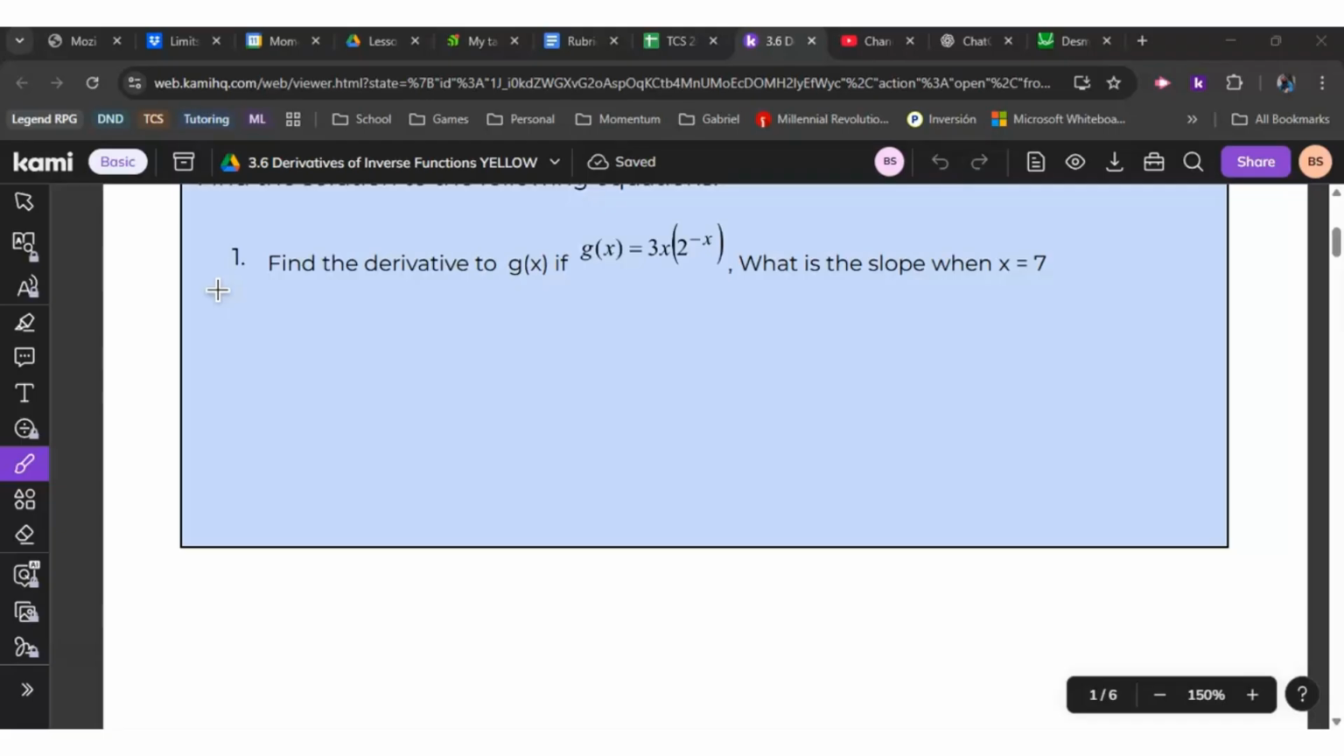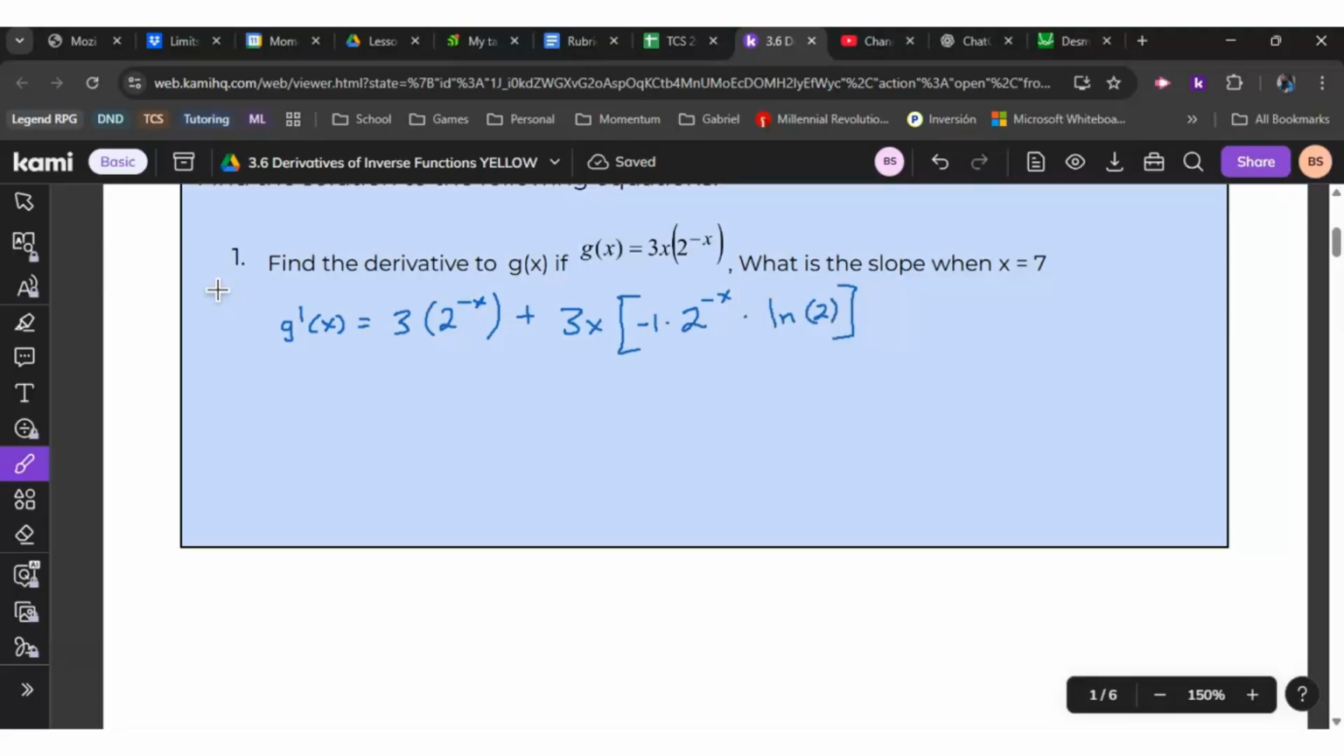but really I want it at 7, first thing I need to do is find g prime of x. That's a product rule. So that's going to be 3 times 2 to the negative x plus the first term times the derivative of the second, and this is where there's some work to be done. So the derivative of the exponent is negative 1 times the original function, 2 to the negative x, times the natural logarithm of the base.